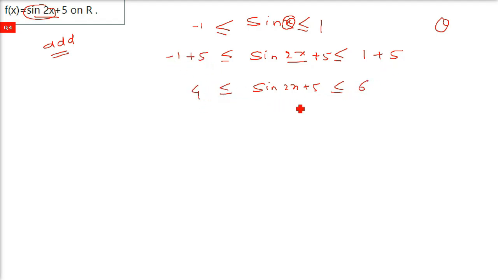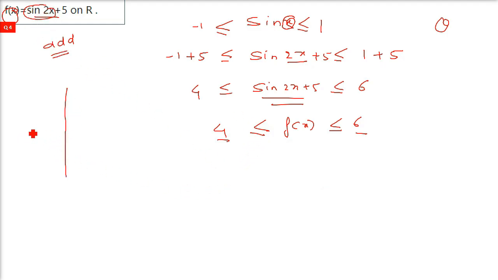So the lowest limit of sin 2x plus 5, which is our function f(x) only, the lowest limit is 4. And the highest limit is 6, that the minimum is 4 and the maximum is 6. What does it mean? This is the answer. You can just write the answer and let it go. But the better way is to understand using the graph.